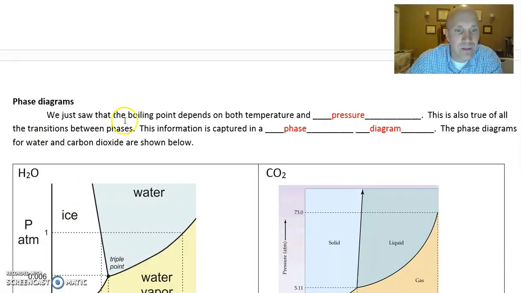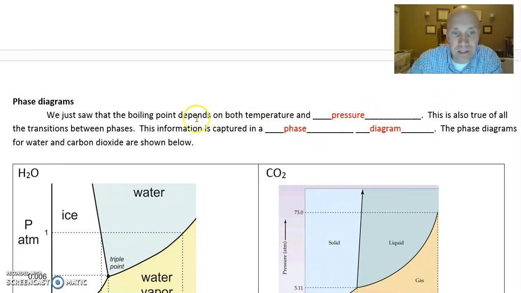So what we just saw is that the boiling point depends not just on temperature, but also on pressure. Why do we normally think it only has to do with temperature? Because we live under a relatively constant pressure. It's a lot easier for us to change the temperature of water on the stovetop than it is for us to change the pressure of the atmosphere that we live in.